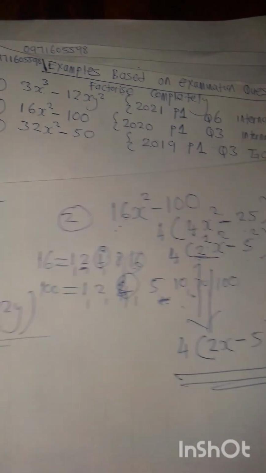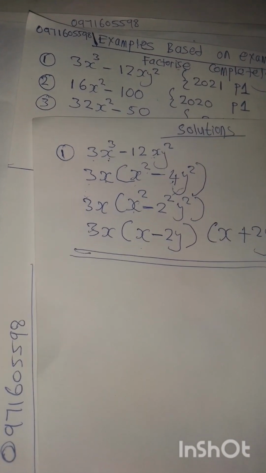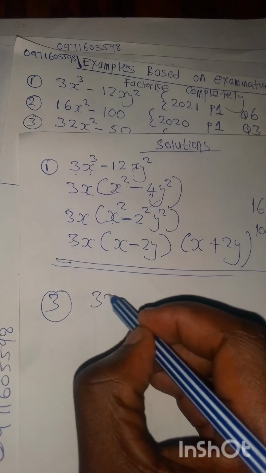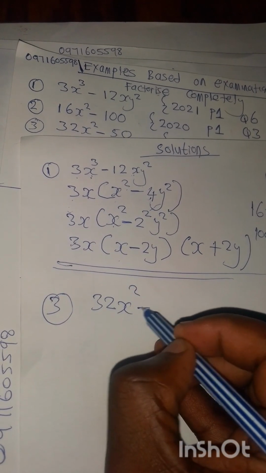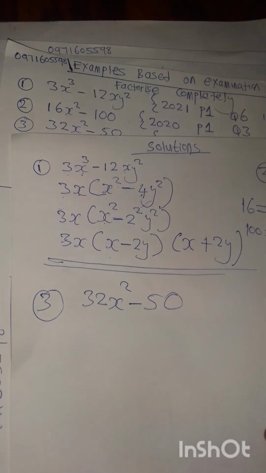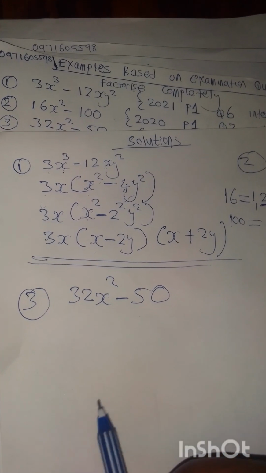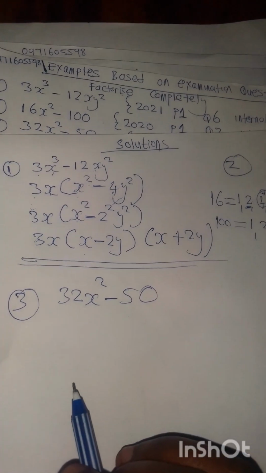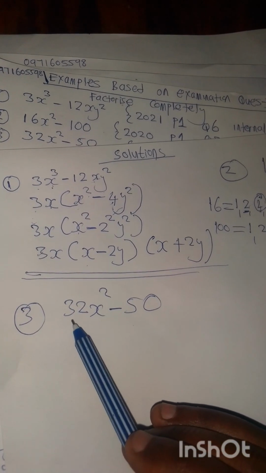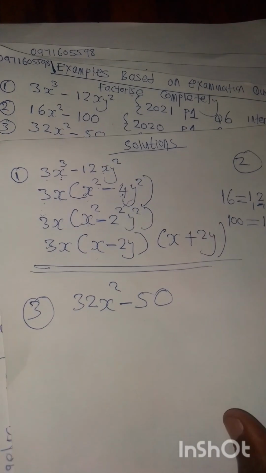Then we have question 3. So for question 3, solve it from here. So question 3, we have 32x to the power of 2 minus 50. Now, in terms of numbers, let us find the number which is common. That number should be able to go into 32 and should be able to go into 50. By this time now you know how.